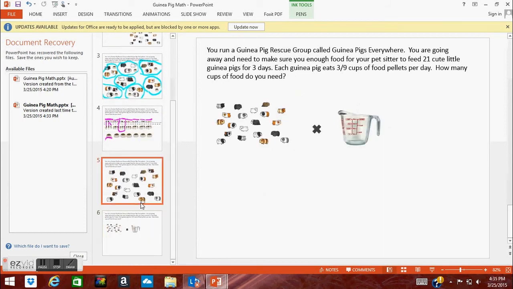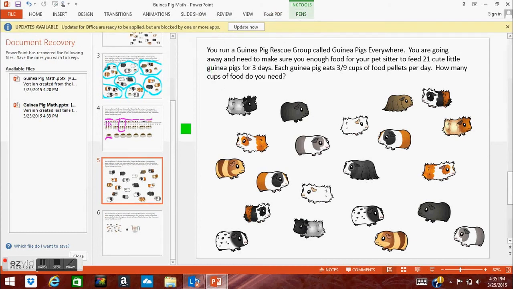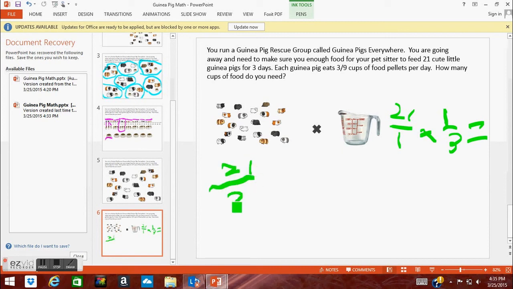You've seen us doing all those models, but now let's do the math of it. It says 21 guinea pigs times 1/3 a cup. Let's do that. 21. You're going to want to put the 1 as a denominator. You're going to multiply it by 1/3. That's going to equal, write the answer down here. So 21 times 1 equals 21, and 1 times 3 equals 3.